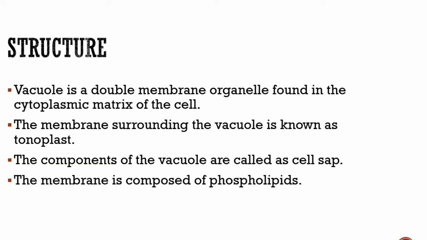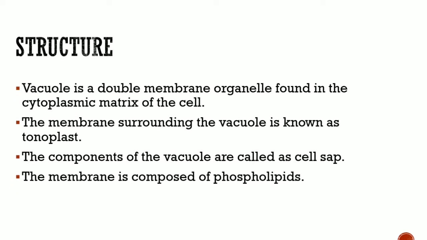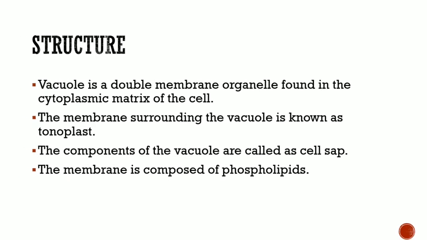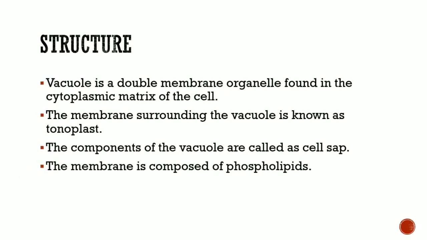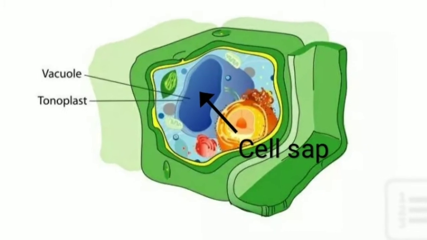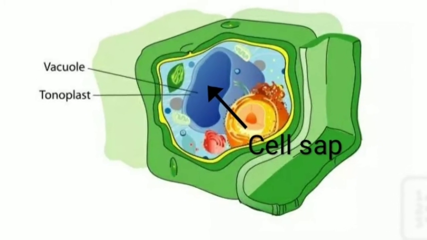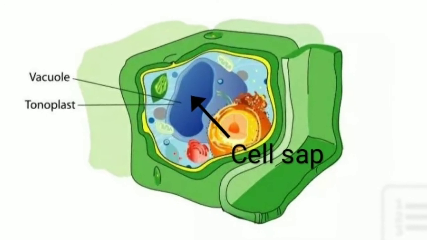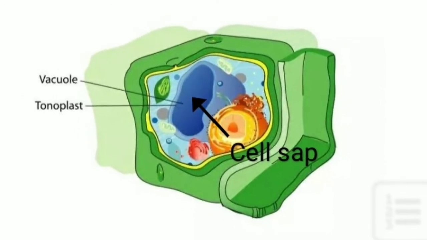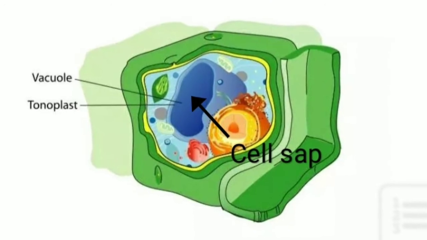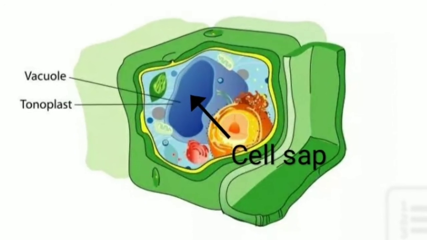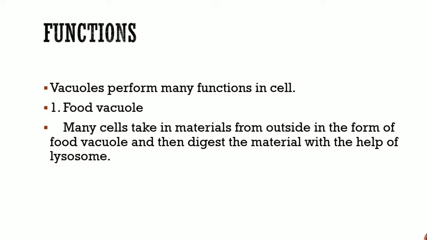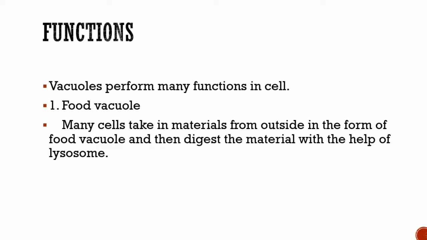Now let's see the structure of this vacuole. Vacuole is a single membrane organelle found in cytoplasmic matrix of the cell. The membrane surrounding the vacuole is known as tonoplast. The components of the vacuole are known as cell sap. The membranes of vacuole are made up of phospholipids. Now let's see the functions of vacuoles. Vacuoles perform many functions in cell.